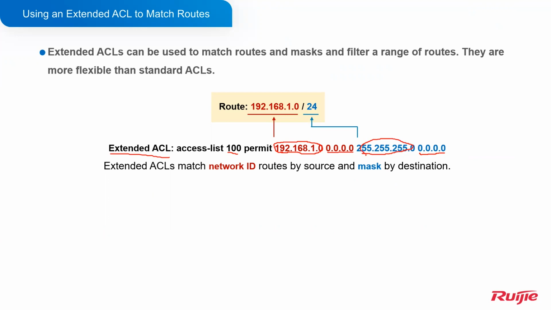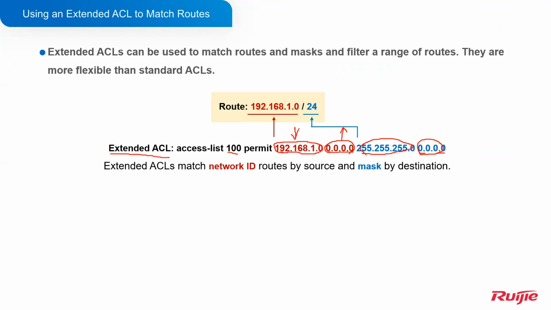So by using extended ACL, how to control this? Actually, we use the wildcard here. 0.0.0.0 means it must strictly match. Strictly match means it must be the same. So in this case, we can control that the network ID must be the same as 192.168.1.0, and the mask must be 255.255.255.0. Okay, so the extended ACL matches the network ID by source and the mask by destination.